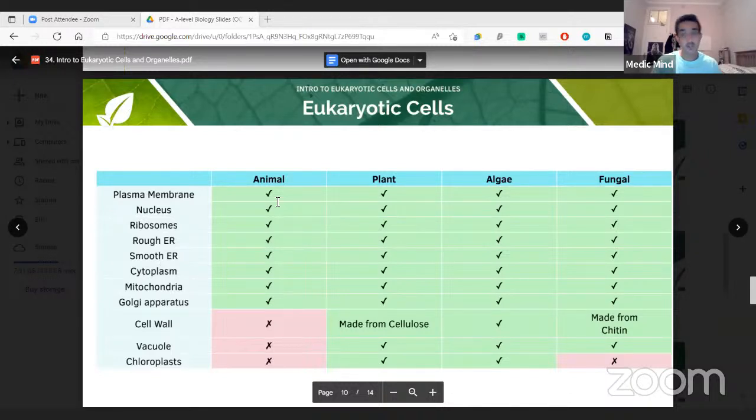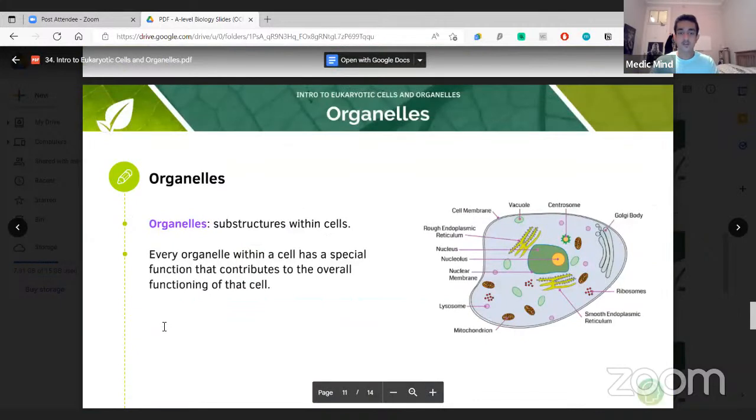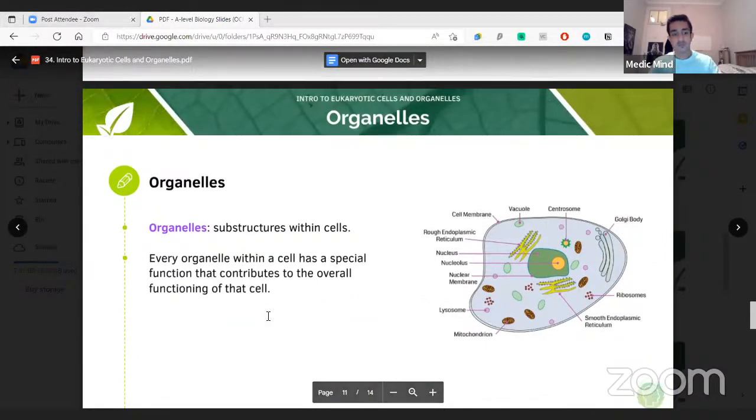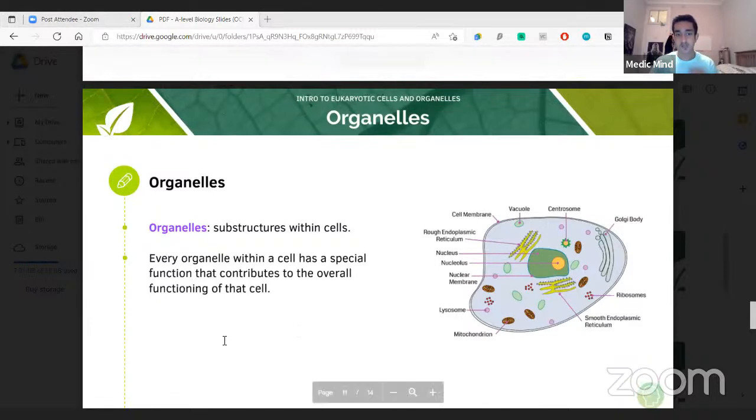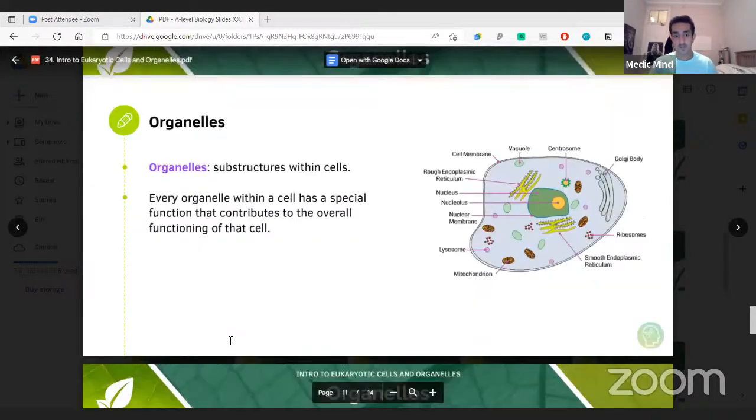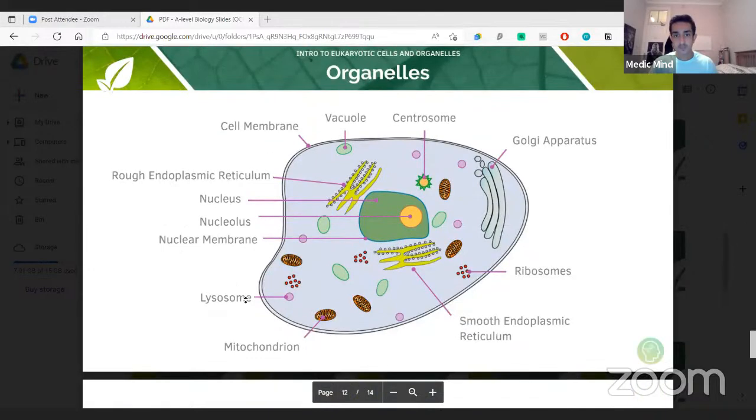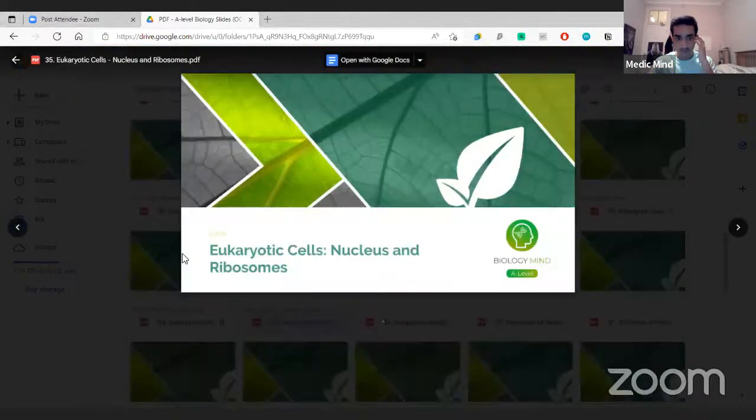Rough endoplasmic reticulum, no, that is membrane bound. The endoplasmic reticulums are both membrane bound. Organelles are substructures within cells. Every organelle within a cell has a special function that contributes to the overall functioning of the cell. And we'll talk about these as we go. We're going to talk about these now.